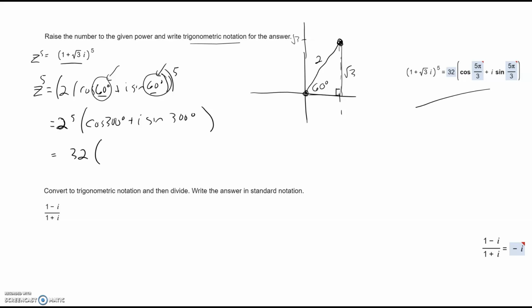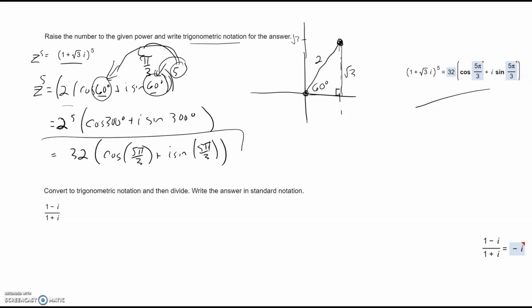Trig can be in radians, so we could have done that all in radians. But 300 degrees in radians is 5 pi over 3. And that's it. So what operation did we do here? We raised to the fifth power, but the shortcut is multiply by 5, right? That would have been pi over 3 times 5, 5 pi over 3, same thing. The only thing we raise to the power is r. So that's my answer for the first one.